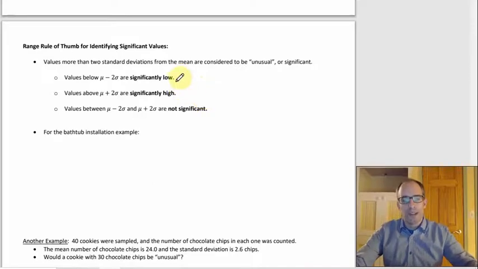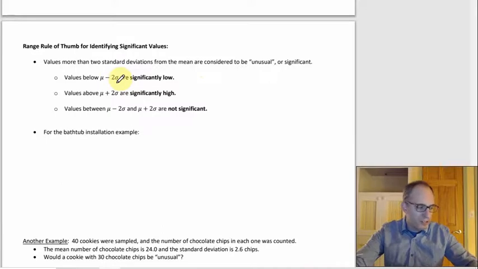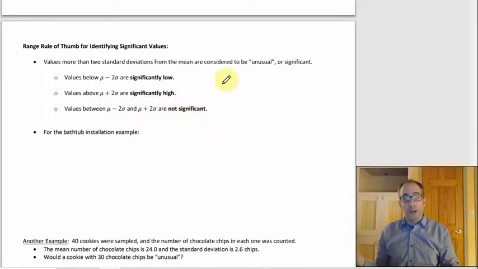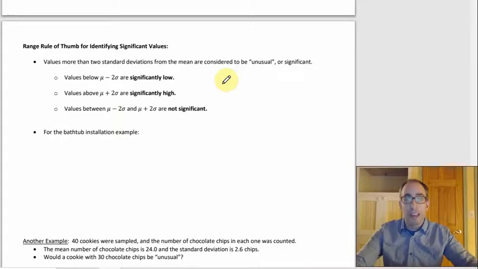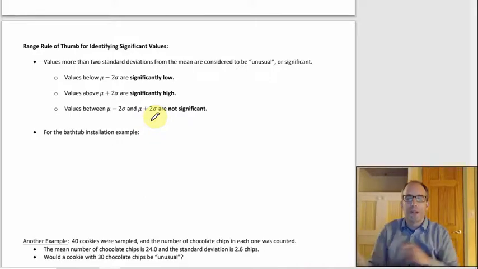Right? Significantly low would be values below mu minus 2 sigma. Significantly high would be values above mu plus 2 sigma. So things that are significant or unusual are more than 2 standard deviations away in either direction. And then things that are in between are considered to be not significant, right? So less than 2 standard deviations away in either direction.